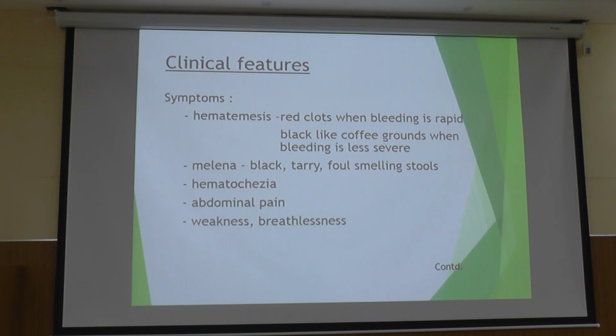They can also present with melena, which is black, tarry, foul-smelling stools, and hematochezia, which is the passage of fresh or altered blood per anus. Usually this occurs in lower GI bleed, but if the upper GI bleed is very extensive, even then the patient can present with hematochezia. The patient has abdominal pain, weakness, and breathlessness. These are due to the anemia that the patient develops due to loss of blood.